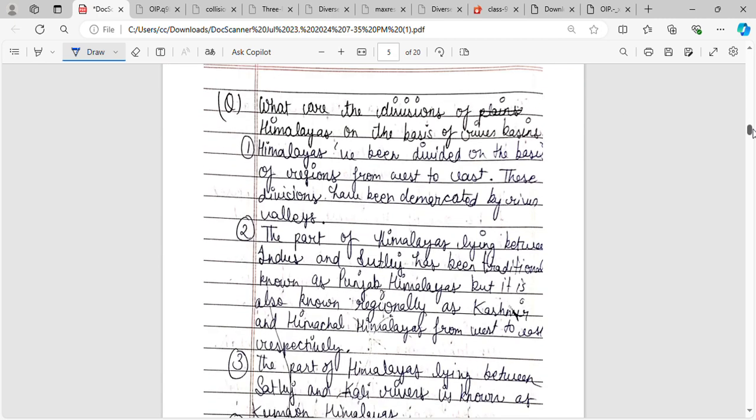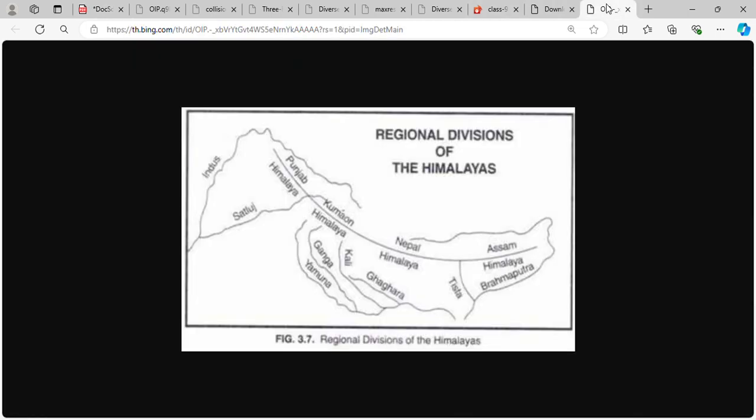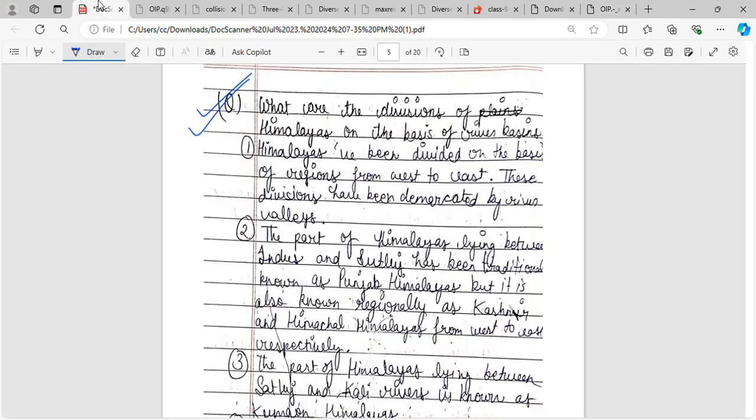Now the next question is, what are the divisions of the Himalayas on the basis of river basins? I have a good image for this as well. The Himalayas have been divided on the basis of regions, from west to east, or you can say on the basis of river basins. These divisions have been demarcated by river valleys. This is a reference line.